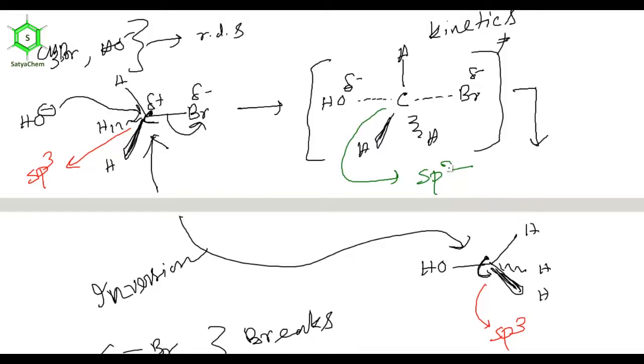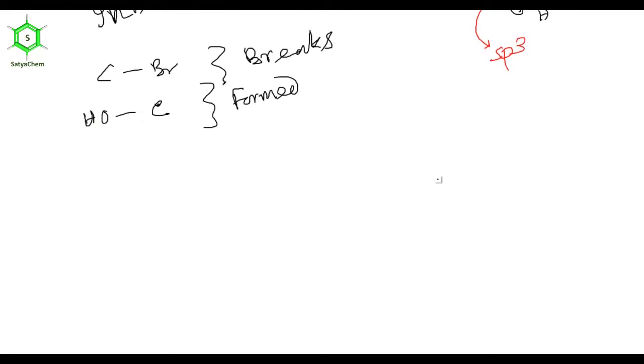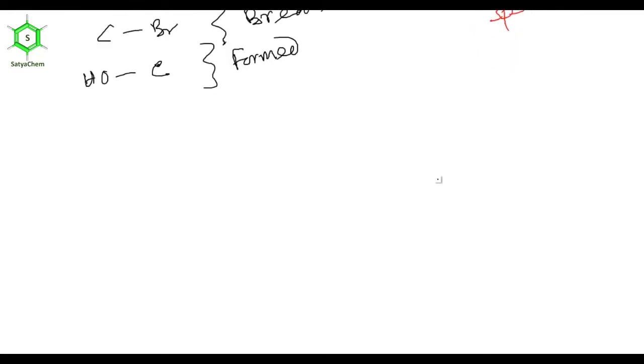And the HO and Br are associated with the lobes of the unhybridized p orbital that is thereby made available on the central carbon atom, because you know that an sp2 hybridized carbon has one unhybridized p orbital. Here I am saying that the HO and bromine are associated with the lobes of the unhybridized p orbital that is thereby made available on the central carbon atom. How it looks like? Now I am going to show you the bonding pattern of the transition state. Clear?